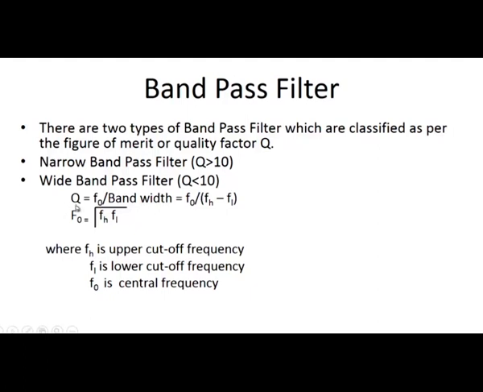Q is given as the center frequency f naught divided by the bandwidth. The bandwidth is the difference between the higher cutoff frequency and the lower cutoff frequency, and the center frequency is calculated as the root of the product of the higher cutoff and the lower cutoff frequencies. If the bandwidth is low, you will have a greater Q factor, Q greater than 10, so it is a narrow band pass filter. If the bandwidth is high, it is a wide band pass filter, and in that case you will have a Q factor less than 10.